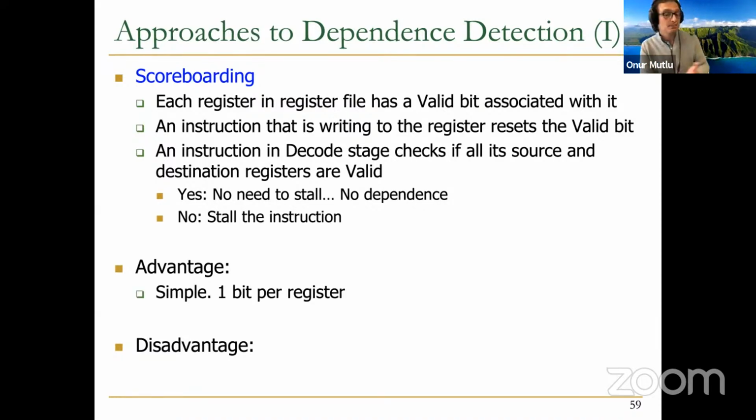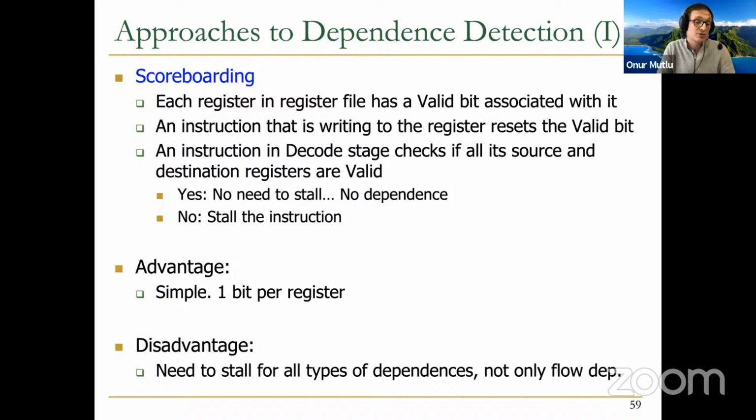And the advantage is very simple. This is 1 bit per register in the decode stage. Of course, whenever you're writing to the register in the write back stage, you update the valid bits, right? Okay, and you need to be careful about how to update the valid bits also, which we're not going to get into right now. But the disadvantage is you need to stall for all types of dependencies, not only for flow dependencies. In fact, you can fix this problem such that you don't stall for all types of dependencies, but only for flow dependencies. But that makes the scoreboarding a little bit more complicated. I'm not going to go through that, but you can think about that.